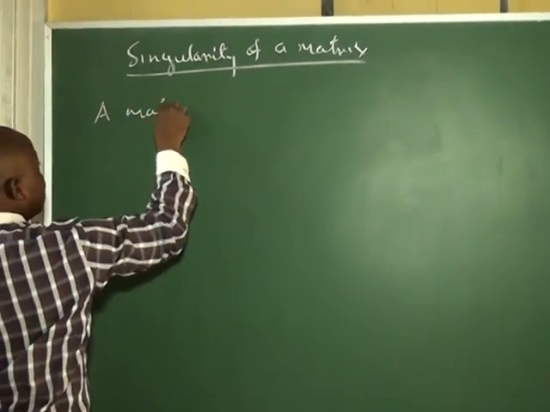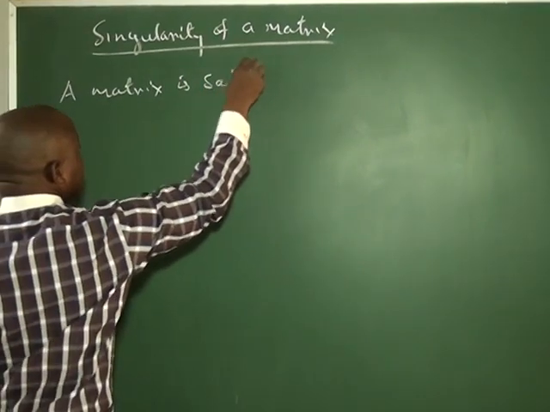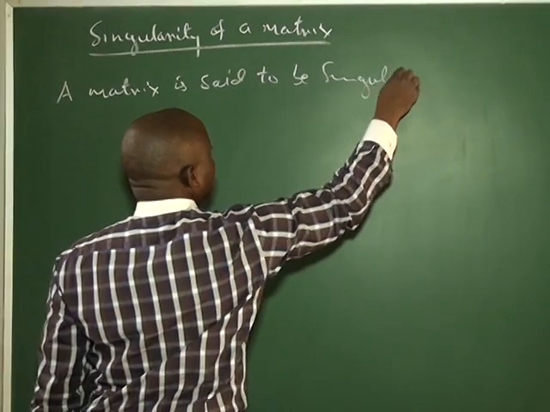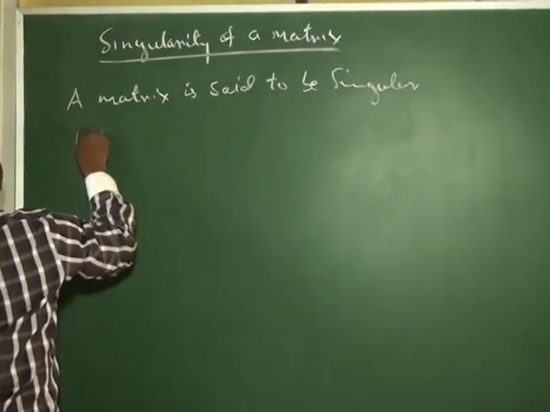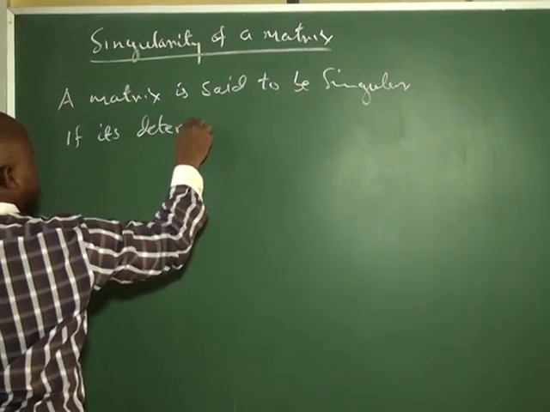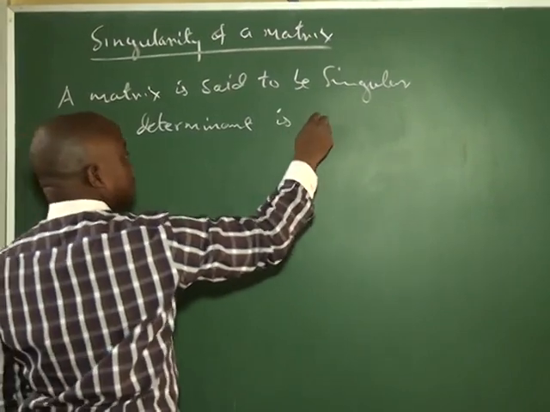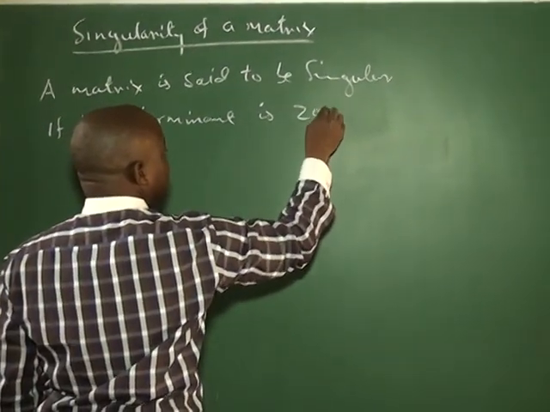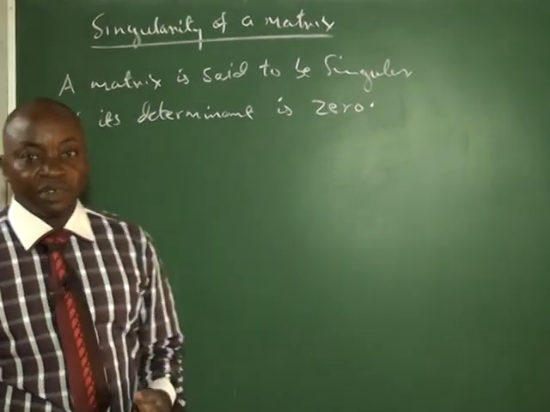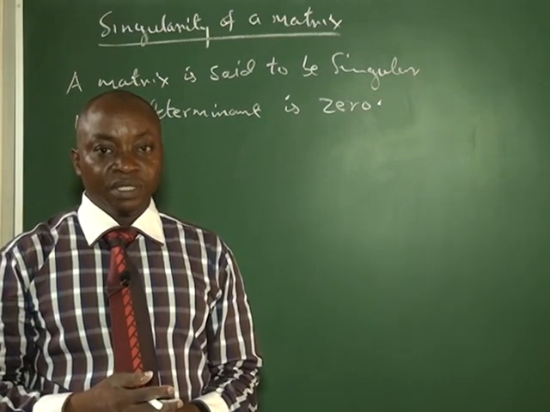A matrix is said to be singular if its determinant is 0. If you take the determinant of a matrix and it is 0, then that matrix is said to be singular.